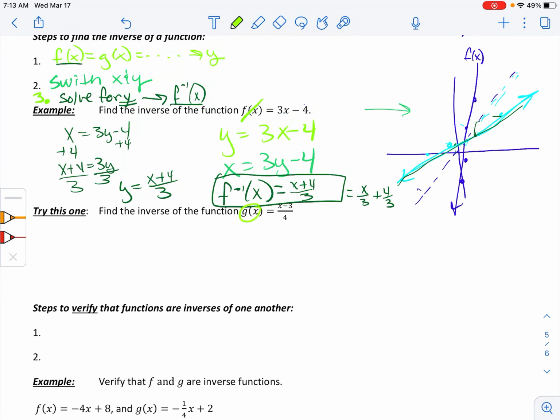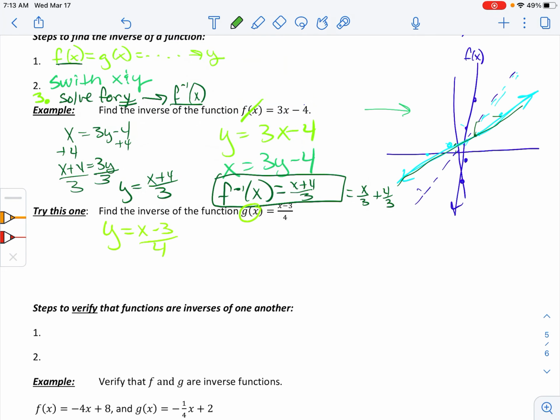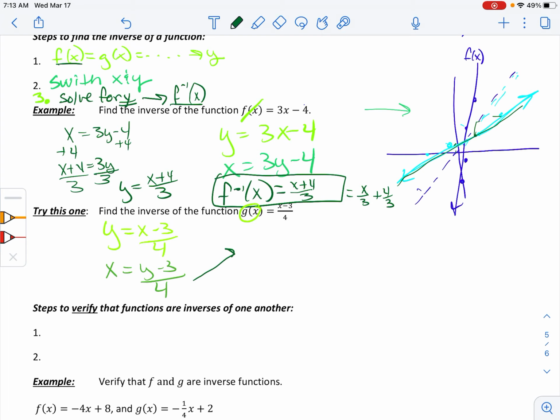So my first step is to change that to y. So y equals x minus 3 all over 4. My next step, switch the x and the y. x equals y minus 3 over 4. Now I want to solve for y.